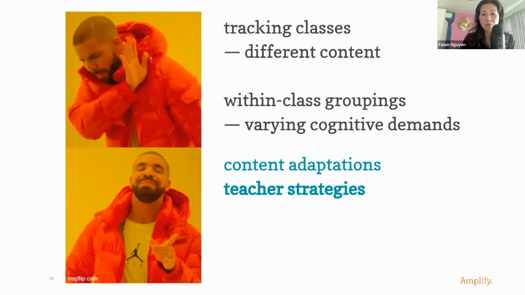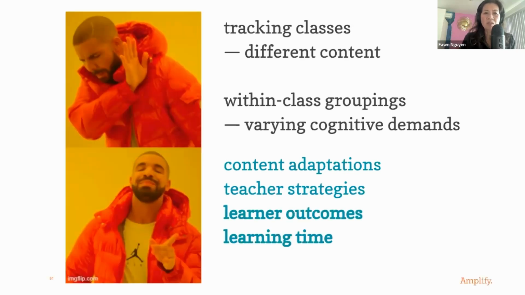In Peter Liljedahl's book, Building Thinking Classrooms, vertical non-permanent surfaces have been transformative for many classes. Learner outcomes and learning time are things that we can adjust to meet the needs of our students. These are the things that we can tweak. We don't have to expect the same product from all the students.